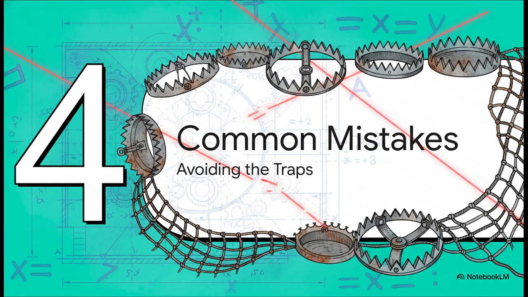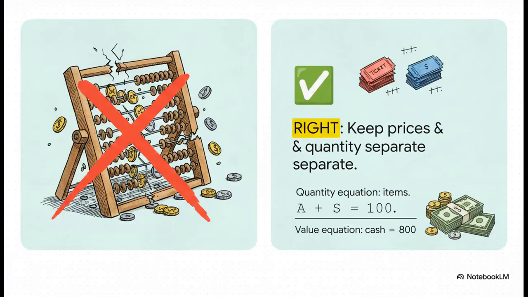So we've seen how the blueprint works like a charm. Now let's quickly go over the two most common traps people fall into, just so you know exactly what to watch out for. The absolute biggest mistake is mixing up the equations. Look on the right, that's the correct quantity equation. It only counts the items. A plus S is 100. Simple. The version on the left is wrong because it's trying to cram prices, money, into the counting equation. Just remember this one simple rule. One equation for the count, one equation for the cash.